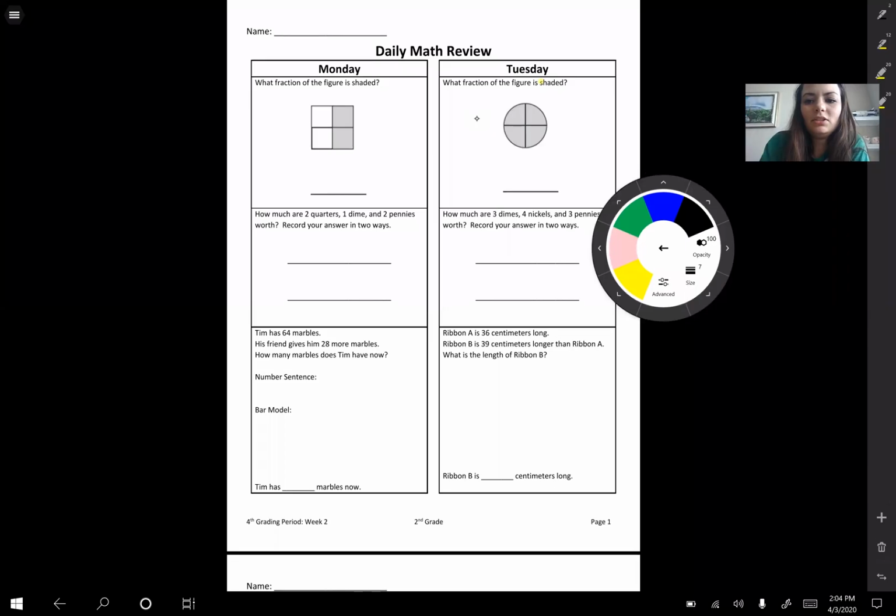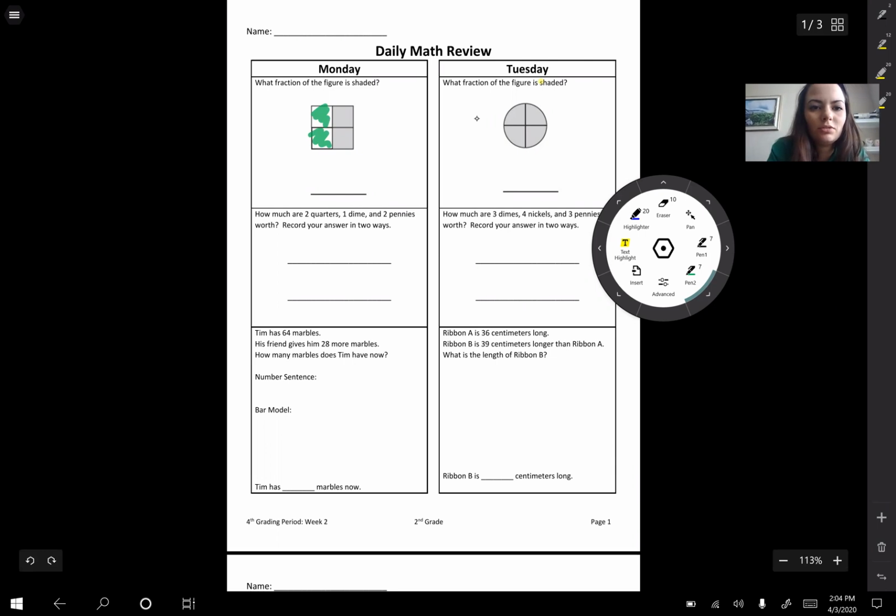Okay, so let's start with the fractions. It says, what fraction of the figure is shaded? So we're gonna color in our whole first. We've got 1, 2, 3, 4. There are 4 parts in this whole. So let's write a 4. Let's write our fraction bar because of course the 4 goes on the bottom, the whole goes on the bottom.